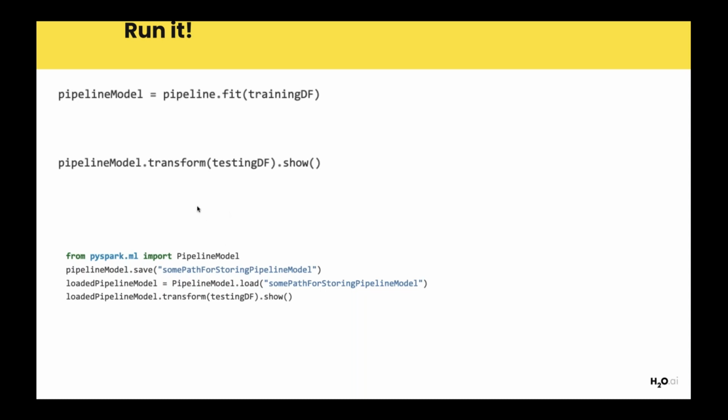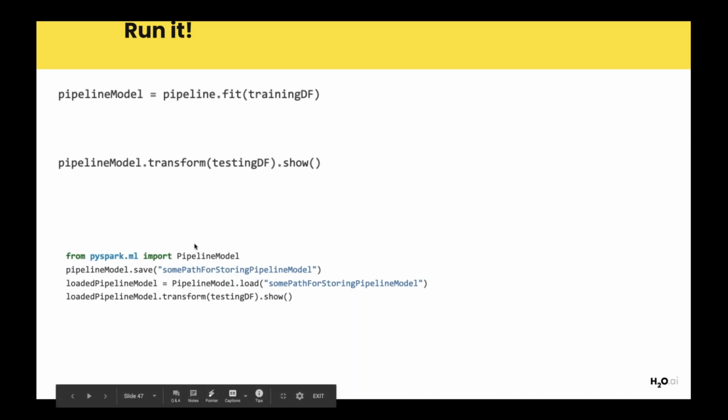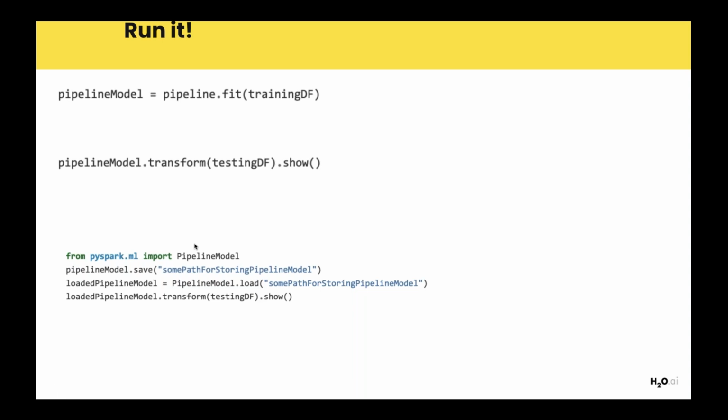If we want to export this pipeline, that's pretty straightforward as well. You just call pipeline model.save, and that would save the pipeline. And if you want to reload the same pipeline, you can just call pipeline model.load. All these APIs have been written by us, and the intrinsic details of how the conversion between the Spark pipeline and the H2O model happens is all abstracted away from the user.